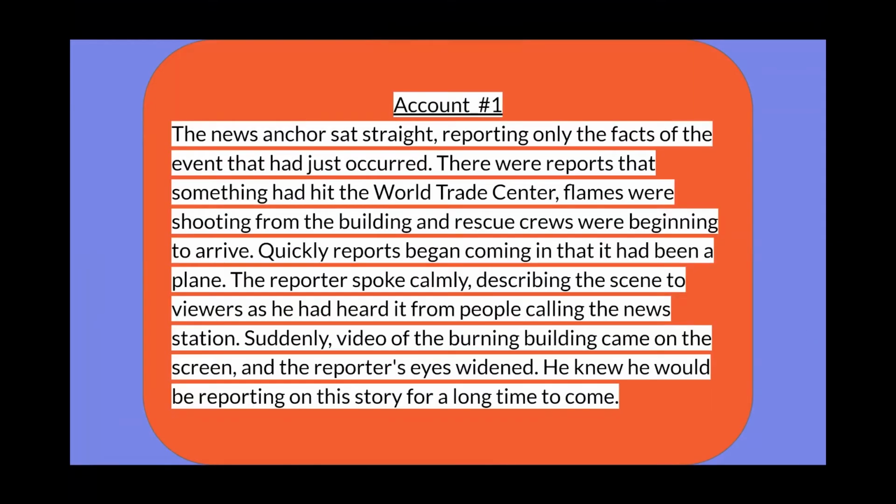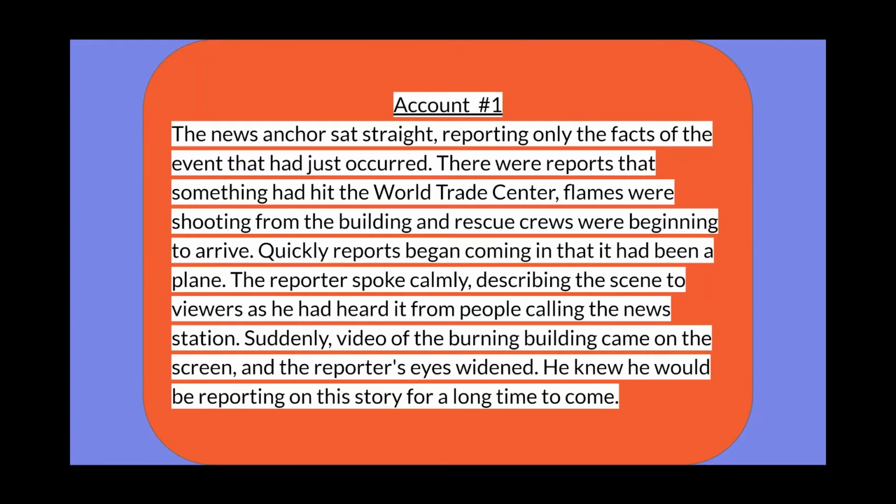This is our first passage, account number 1, and it reads, "The news anchor sat straight, reporting only the facts of the event that had just occurred. There were reports that something had hit the World Trade Center. Flames were shooting from the building and rescue crews were beginning to arrive. Quickly, reports began coming in that it had been a plane. The reporter spoke calmly, describing the scene to viewers as he had heard it from people calling the news station. Suddenly, video of the burning building came on the screen and the reporter's eyes widened. He knew he would be reporting on this story for a long time to come."